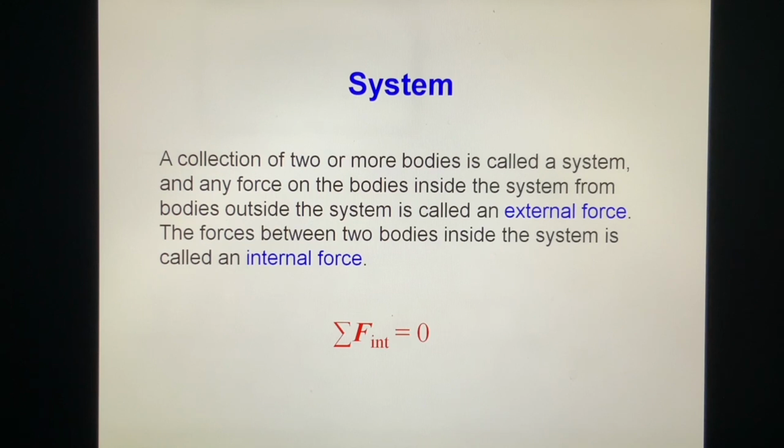because forces appear in pairs. Action force and reaction force inside the system are always equal in magnitude and opposite in direction, but they never cancel out because they act on different bodies. Now we want to put all forces inside the system together. Definitely it will involve these two forces, and the sum of these two forces is 0. So sigma F internal force is 0.